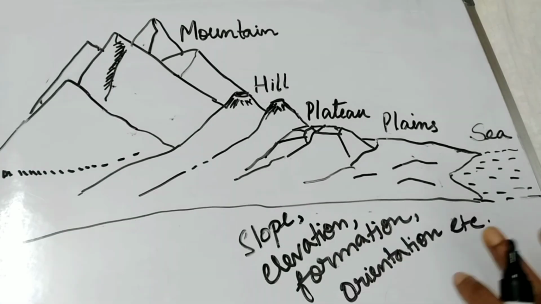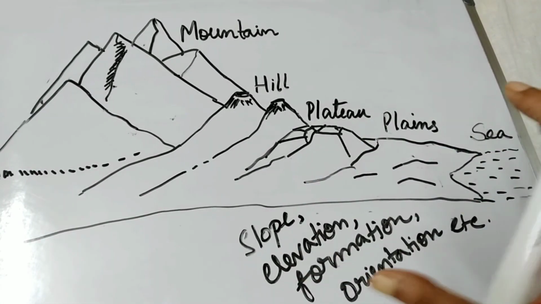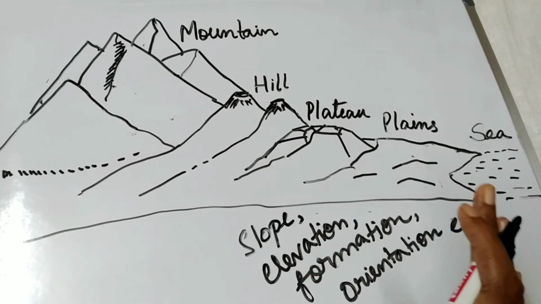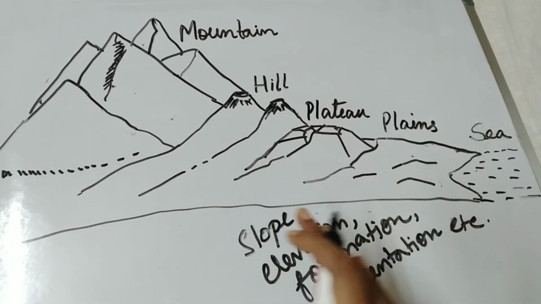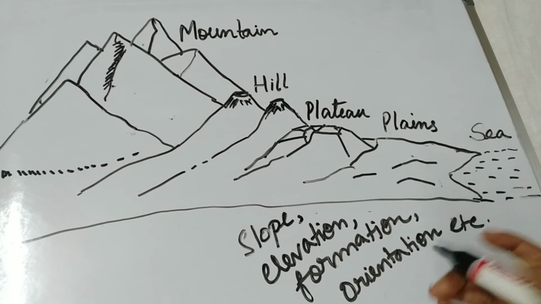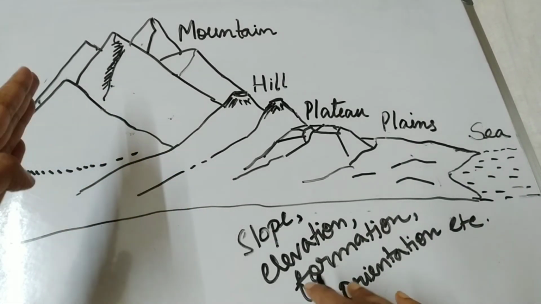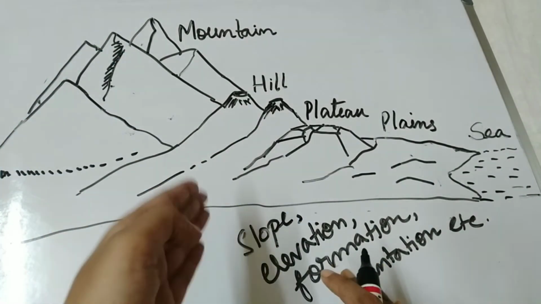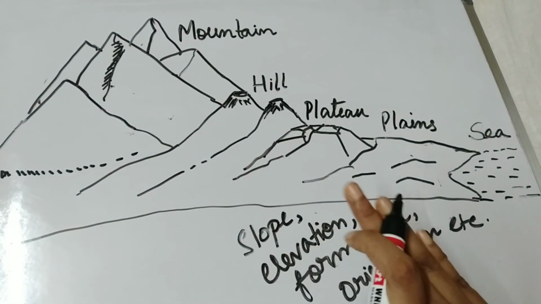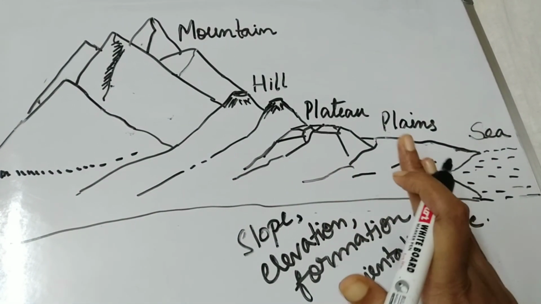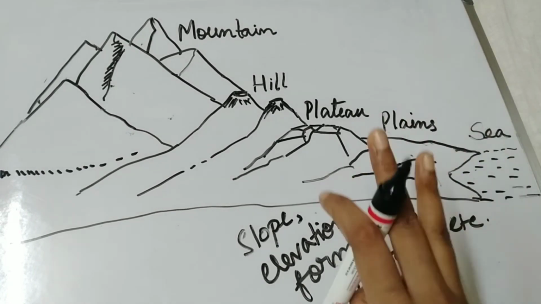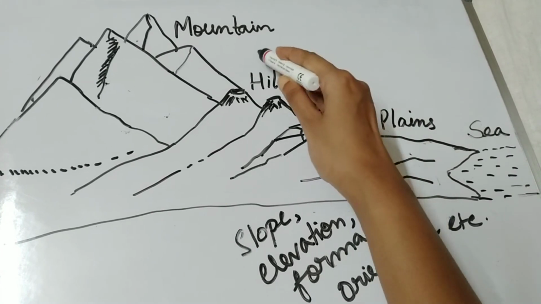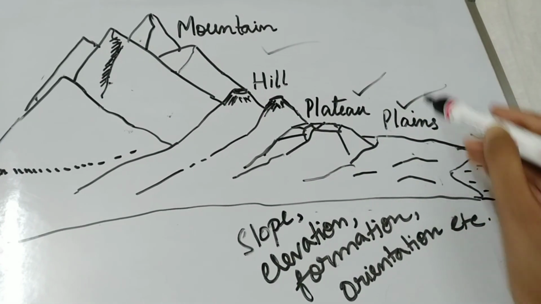In this picture, the landforms of the earth's surface are mainly grouped under three major divisions. Firstly, I have drawn here the major parts: mountain, hill, plateau, plains, and sea. Now you can see the highest elevation is mountain. After that, hills. Hills again break down into plateau. Plateaus again break down into plain land, and after that it connects with the sea or the oceans. But according to the earth's surface, there are three major groups: mountains, plateaus, and plains.